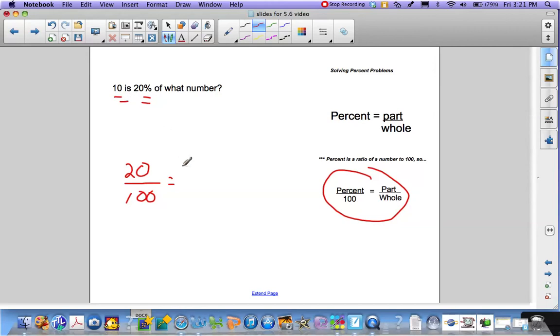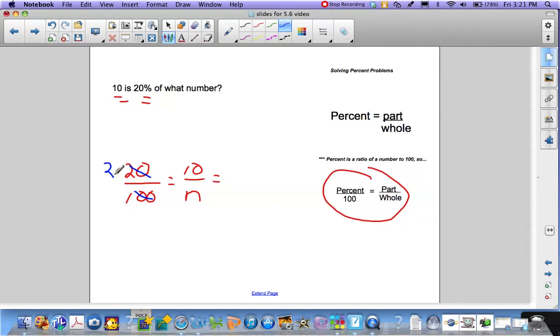10 is 20% of a number. It's a part of a number, so the part goes on the top, and I'm looking for the whole. Again, I'm going to use my knowledge of equivalent ratios. I'll reduce: 20 divided by 2 is 10, 100 divided by 2 is 50. I also could have divided them both by 10.